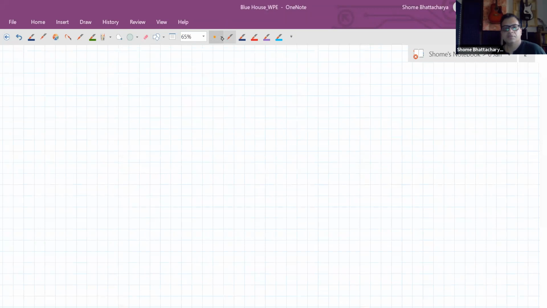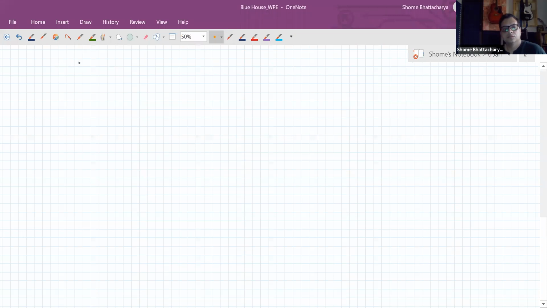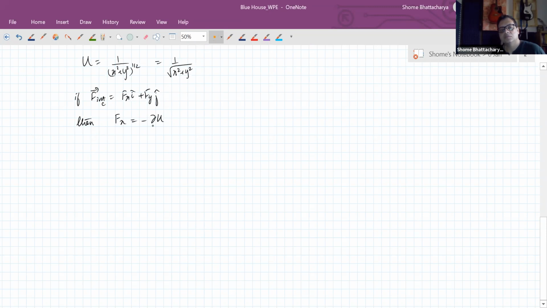Okay, so let's look at the application of partial differentiation here. The potential energy function is given, so if the internal conservative force is Fx i cap plus Fy j cap, then Fx is this.